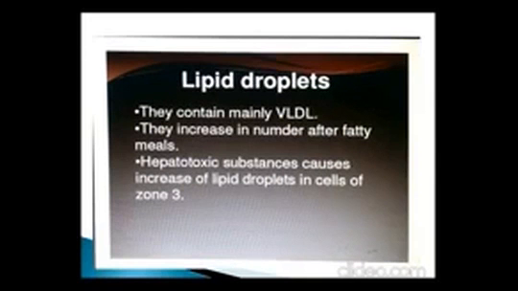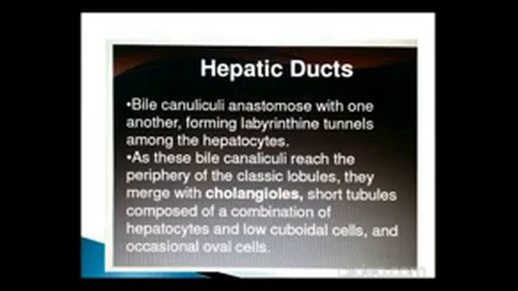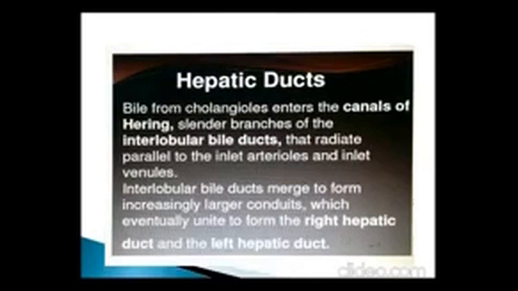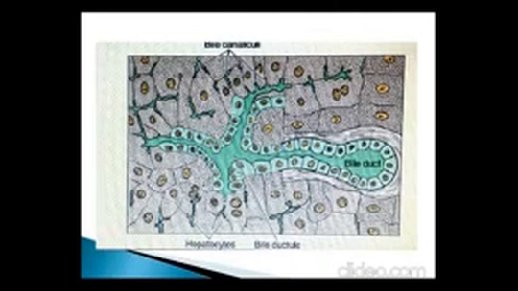Hepatic ducts, that is the bile canaliculi, anastomose with one another forming labyrinthine tunnels among the hepatocytes. As these bile canaliculi reach the periphery of the classic lobules, they merge with cholangioles, short tubules composed of a combination of hepatocytes and low cuboidal cells and occasional oval cells. So we'll not go into the very details of this. We'll just move on. This diagram, important one here, is just showing you the canaliculi, the hepatocytes, how they are being separated.